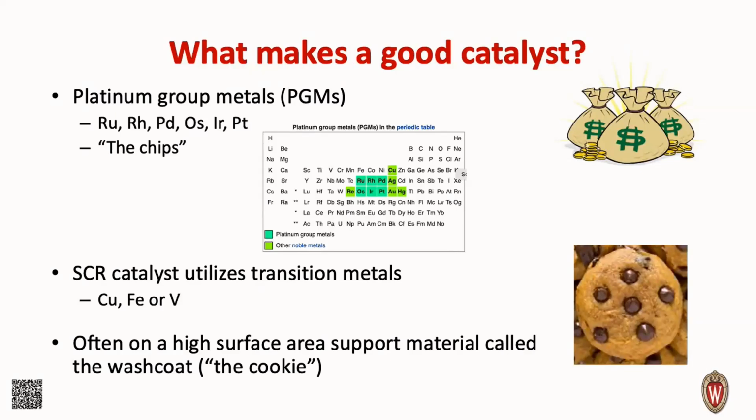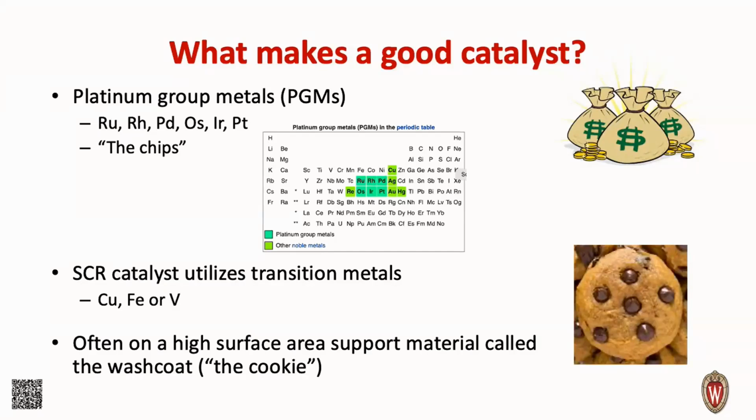I like to talk about a chocolate chip cookie analogy for catalyst. So these platinum group metals would be the chocolate chips in my cookie here. These things are really expensive, and I'll show you that in just a minute. SCR catalysts use transition metals instead, copper, iron, or vanadium. And so here's copper. You can see that in that other noble metals. Iron's right here above ruthenium, and vanadium. We'll talk about those.